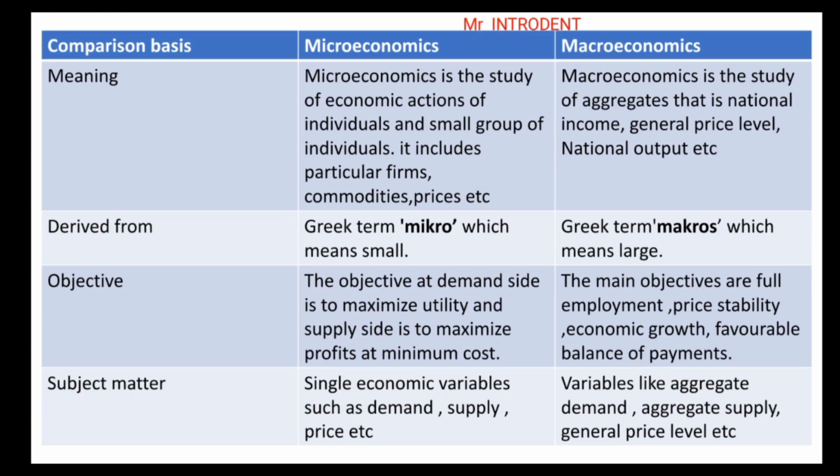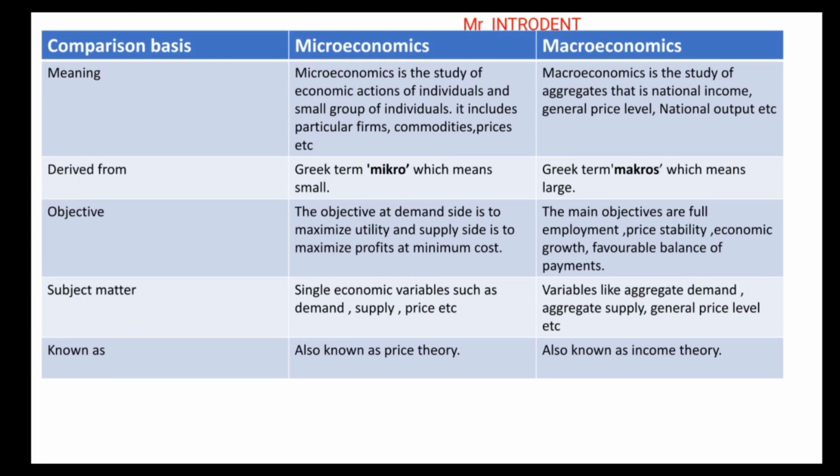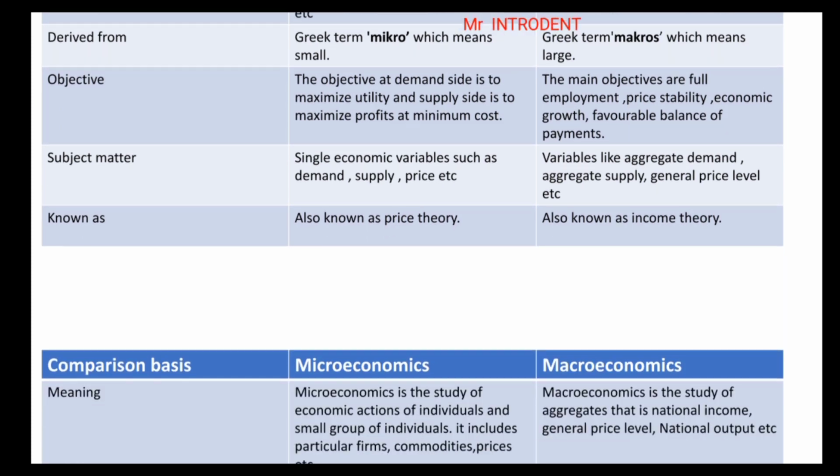Next is the subject matter. In microeconomics only single economic variables are studied, that is demand, supply, price, etc. Whereas in macroeconomics we study aggregate demand, aggregate supply, and the general price level. So this is the point of difference. Next, microeconomics is also known as price theory, whereas macroeconomics deals with income and employment, so it is known as income theory.